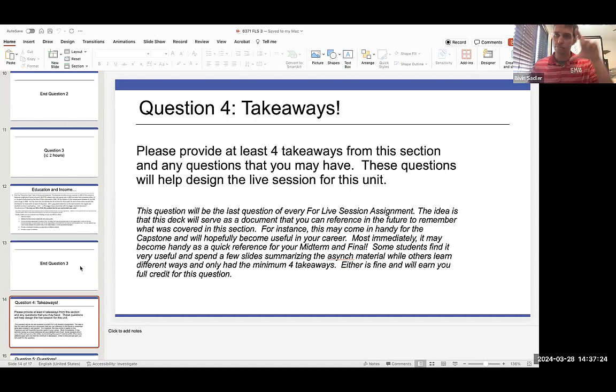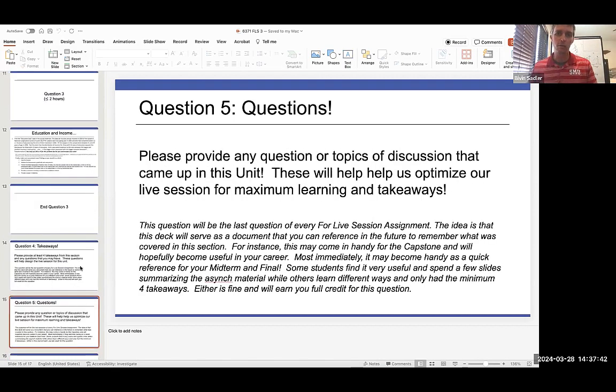Some students cut and paste from the videos. They're pasting screenshots, but I need 4 takeaways. Sometimes I even find that their takeaways are not right or need tweaking. That's another opportunity for me to learn where the disconnect is and to iron it out before live session. So I'm reviewing these before live session.